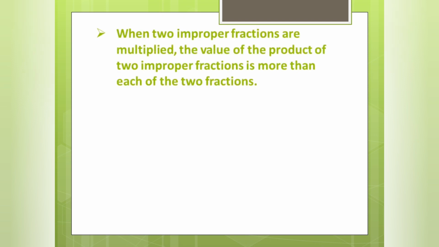You have already learned that when two proper fractions are multiplied, the product is less than each of the fractions. Now let us see what will happen when two improper fractions are multiplied. When two improper fractions are multiplied, the value of the product is more than each of the two fractions. Example, 7/3 multiplied by 5/2. 7 5s are 35. 3 2s are 6. The answer is 35/6.